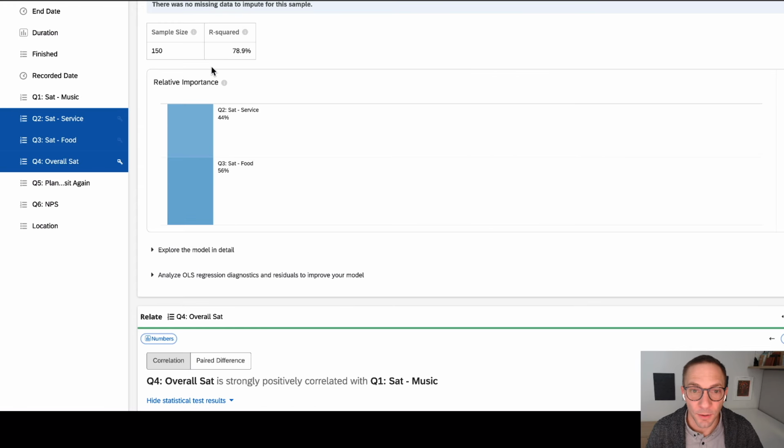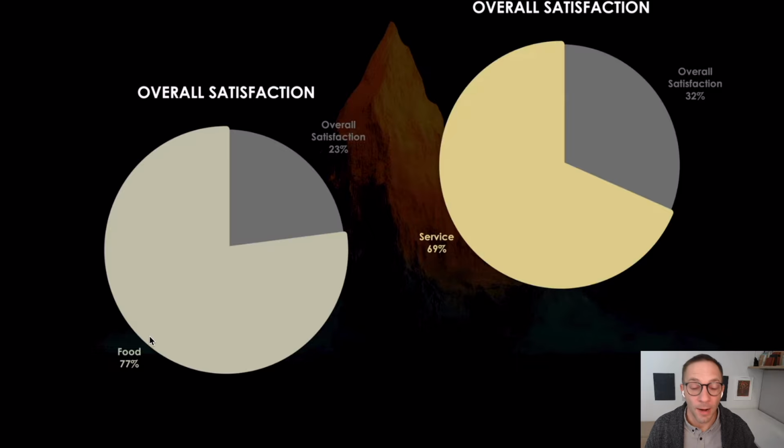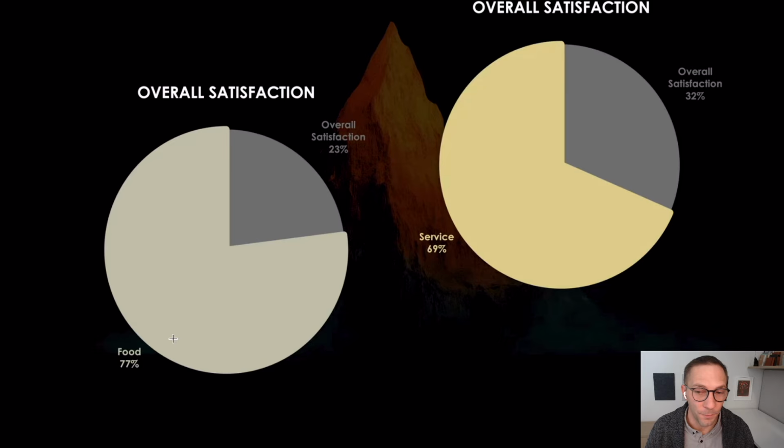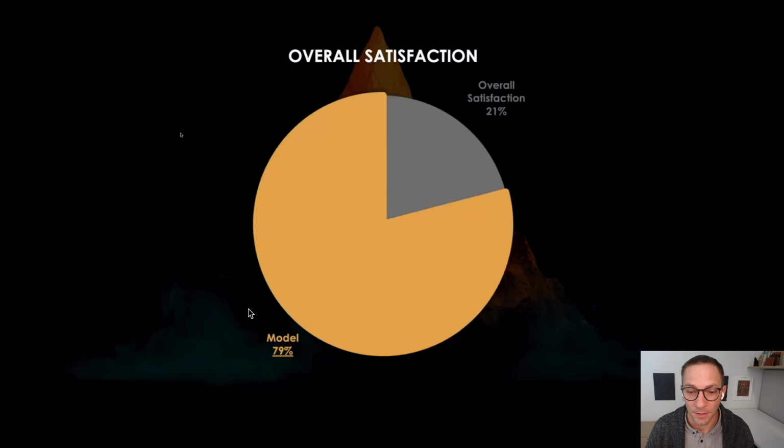And right here, you see this is our R squared, and you see that it's 79%. So whereas food on its own was 77% and service was 69%, if I run them both in the same model, then we have 79%. Okay, so really it's a little bit more than what food was when we take service into account as well. We're not really upping the R squared very much. We're only accounting for 79% of overall satisfaction, which is still a pretty good chunk.